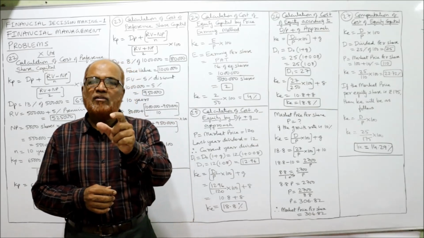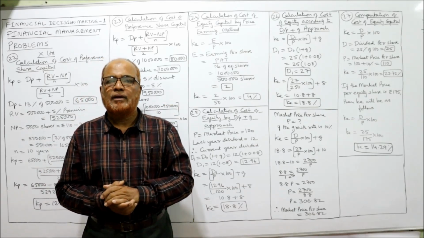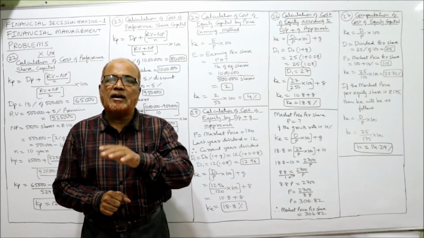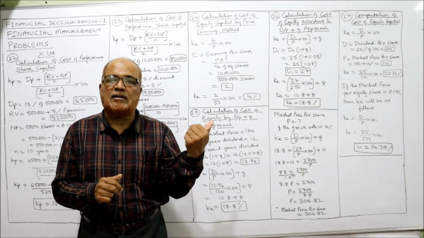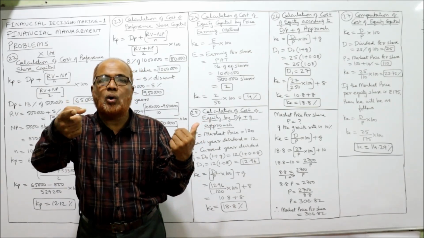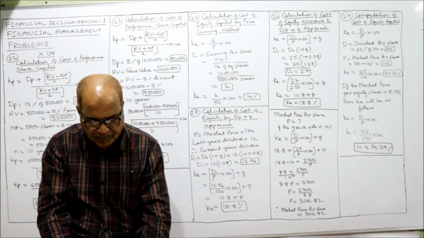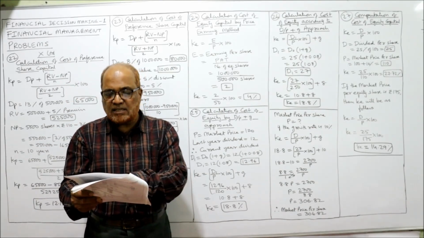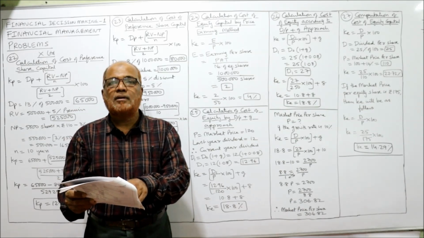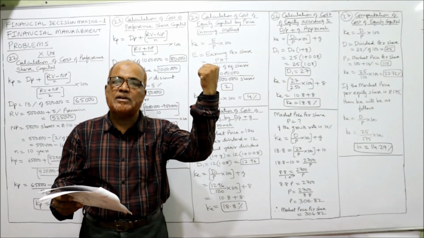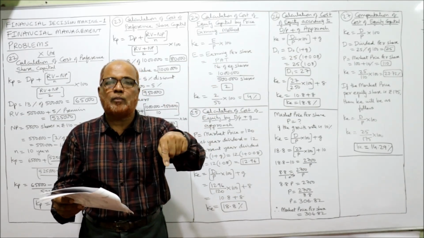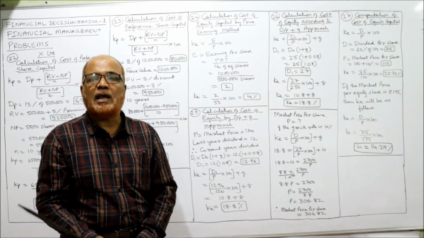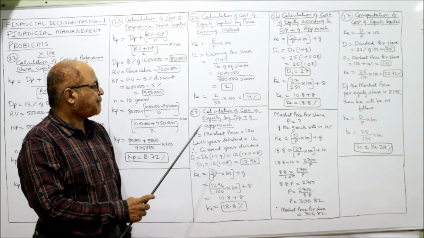But the dividend was given for the last year, and we need the current year dividend. The current year dividend will not be the same as last year. It will grow at the rate of 8% given in the problem. Don't think that because last year's dividend was 12 rupees, the current year is also 12 rupees. No, there is an increment of 8% growth rate, right? So we calculate how much the dividend is for the current year.